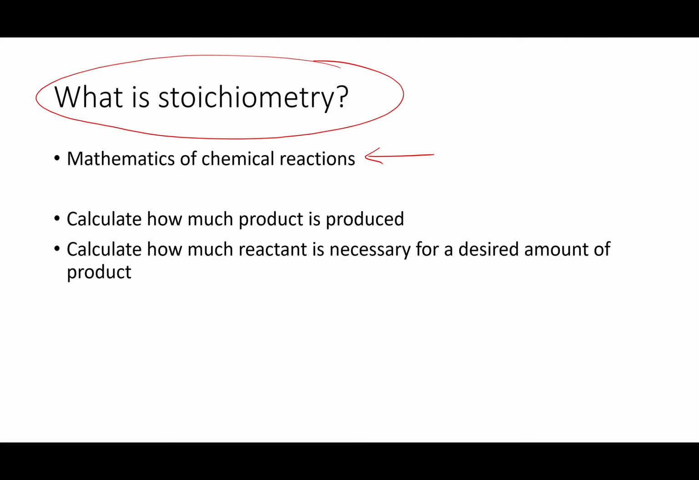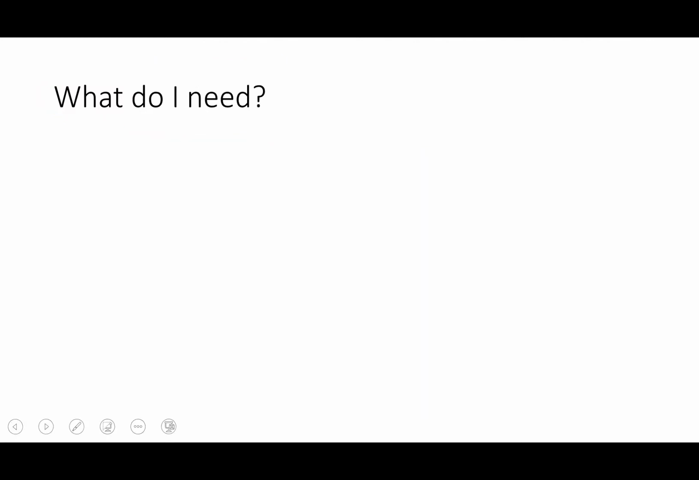The mathematics of chemical reactions: we're able to use a gram to mole conversion and our mole to mole ratio to change from one compound to another. In stoichiometry, I'm able to calculate how much product can be produced from a given amount of reactant. But if I know that I want a desired amount of product, I can work backwards. I can work from product back to reactant, all because I can use a mole to mole ratio. So what do I need? This is where I want to do a nice review.